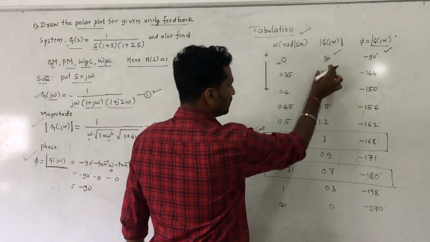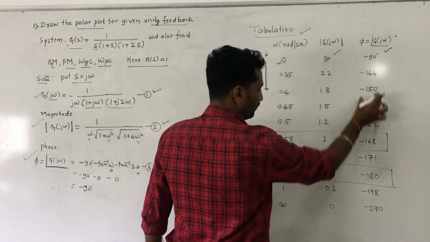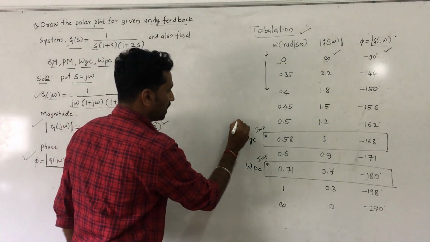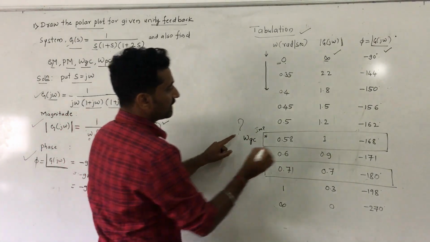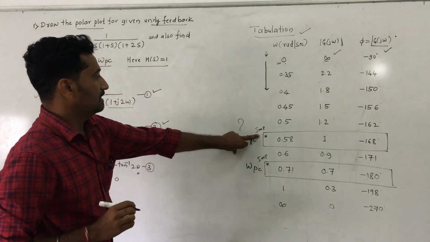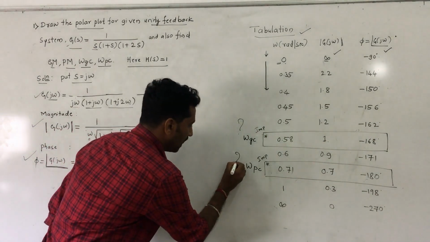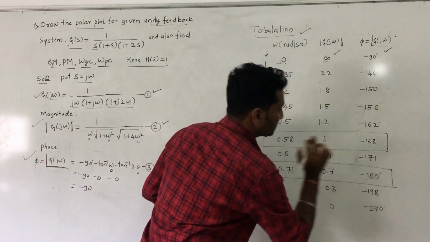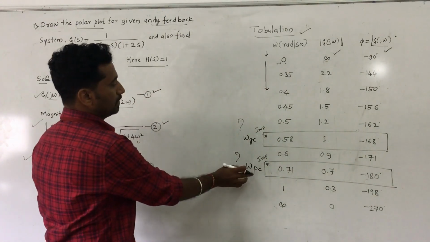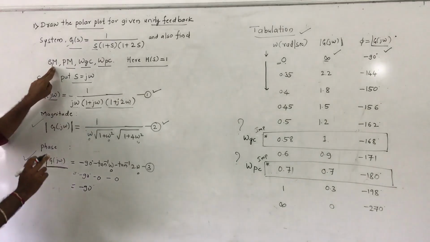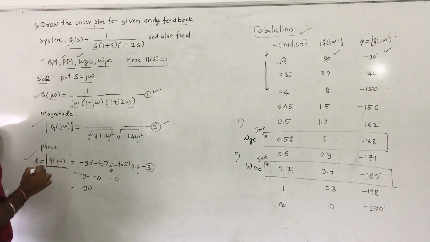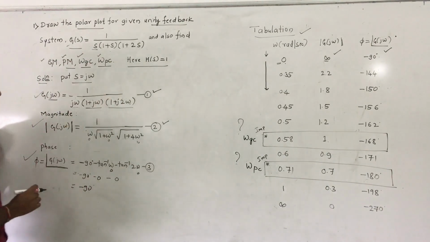You should go on varying the value of omega till infinity, and get the values of magnitude as well as phase. The main thing here in the tabulation is, for what value of omega we are getting the magnitude 1. That is very important. Similarly, for what value of omega the phase angle will be minus 180 degrees. These two row values are very important to find these parameters. What are these? Gain margin, phase margin, gain crossover frequency, and phase crossover frequency.